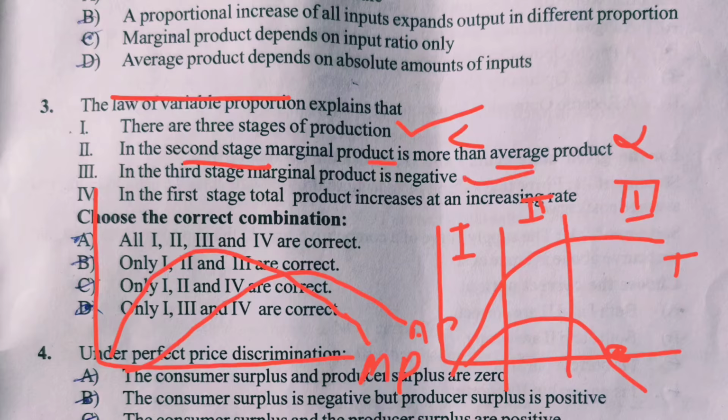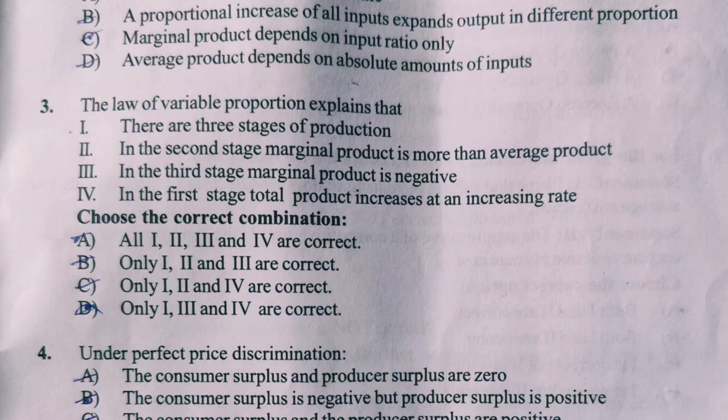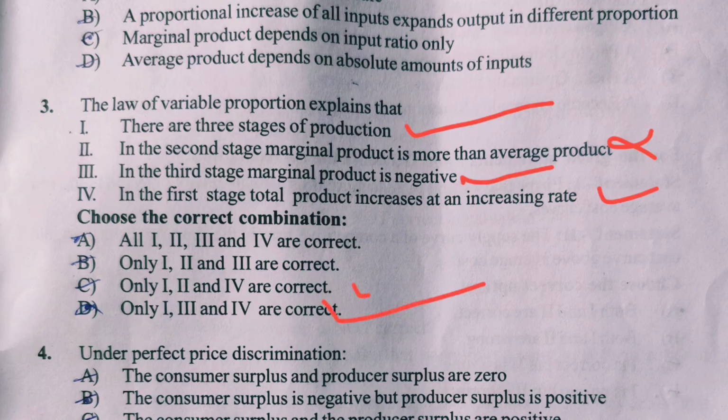That is correct. In the first stage, total product increases at an increasing rate. Yes, that is also correct. So to say, we have the options: this option is correct, this is incorrect, this is correct, and this is also correct. So we have 1, 3 and 4. So this option should be correct, 1, 3 and 4. Here we have 1, 3 and 4.